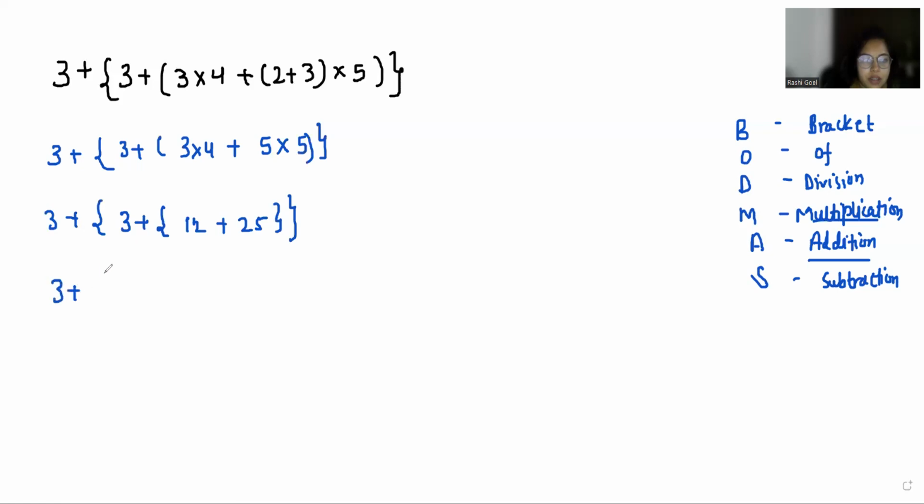Now 3 plus 12 plus 25 is 37. Now 3 plus 37 plus 3 is 40 and 40 plus 3 is 43. So that's how we can solve this type of problem step by step.